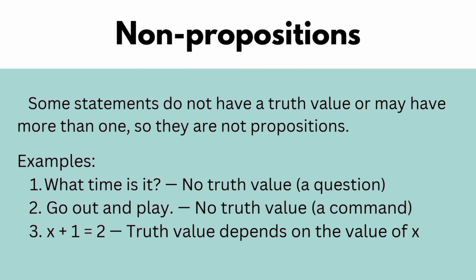Next is non-propositions. Some statements do not have a truth value or may have more than one, so they are not propositions. It says here that not every sentence is a proposition. For example, a question like "what time is it?" doesn't have a truth value. Commands like "go out and play" also don't have one. Equations with variables like x plus 1 equals 2 depend on x, so they are not propositions unless x is specified.